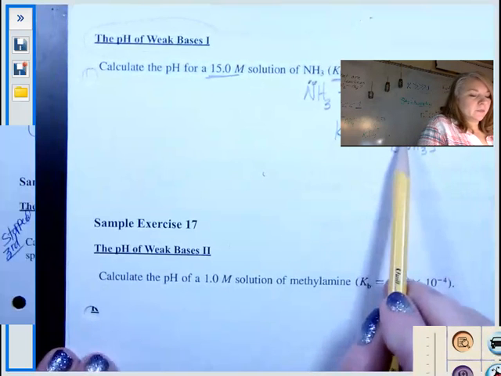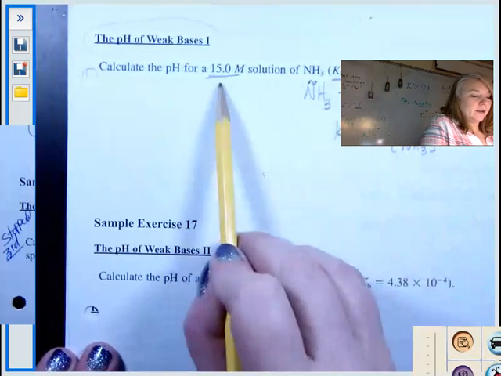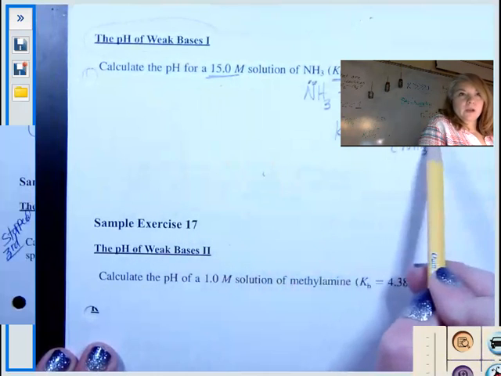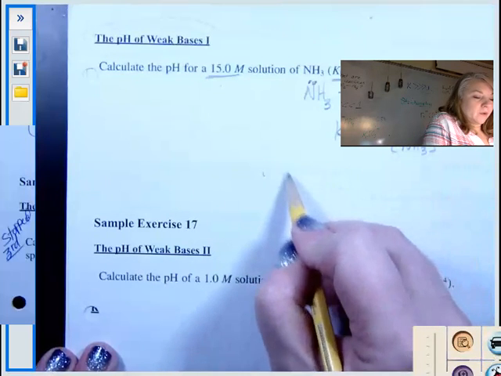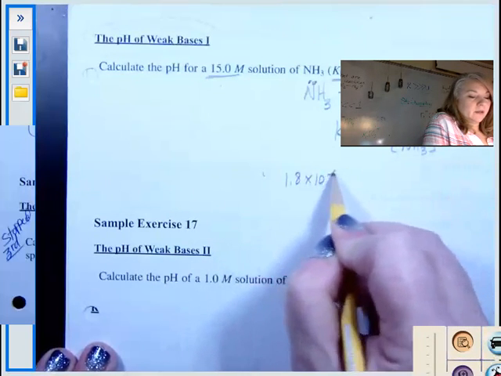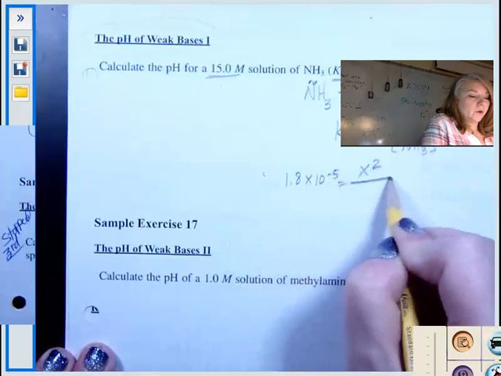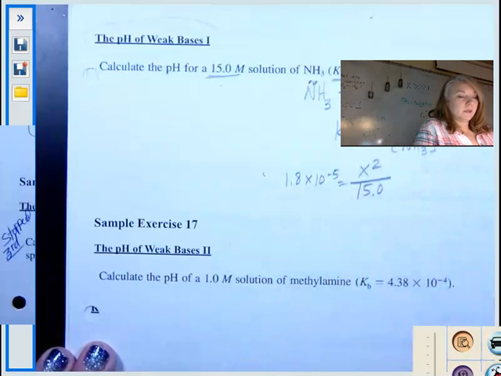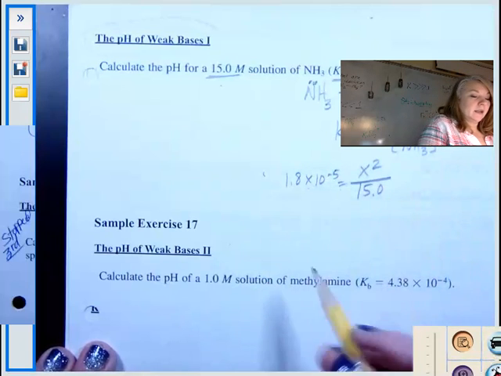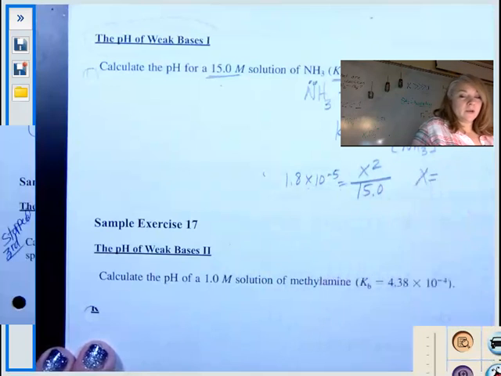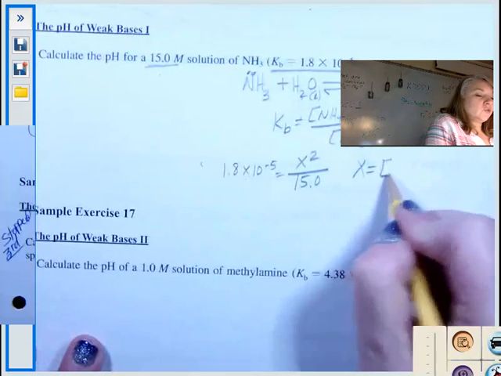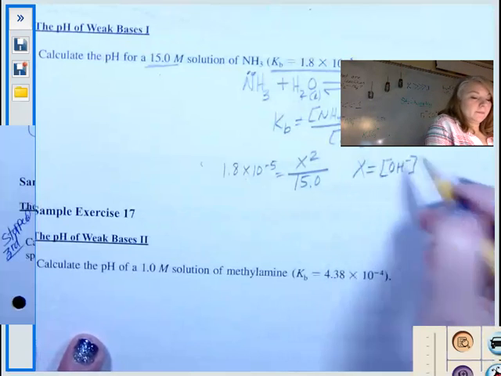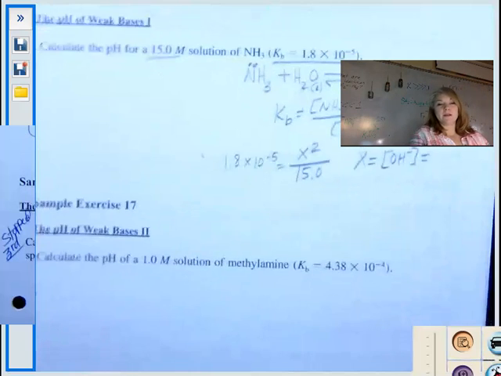All right, so now let's do some plug and chug. We've got the KB, we've got this value, and on top, each one of these would be an X. So 1.8 times 10 to the negative fifth is equal to X squared over 15. Are those at least 1,000 times different? They are, so we can neglect X. And then our X is not equal to hydronium. It's equal to hydroxide this time. So I'm going to let you guys solve for your X.